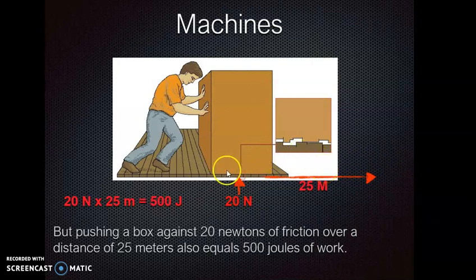Okay, now let's say that there was no friction here. Is this number going to be the same as the 20 newtons of friction? Let's say we're pushing it on ice. No, it's not going to be the same. We have to take into account the friction there.